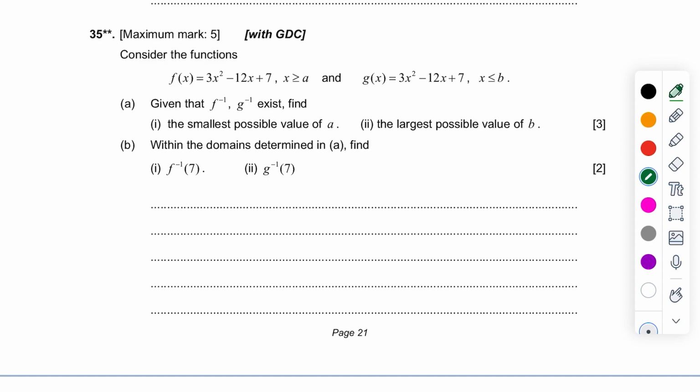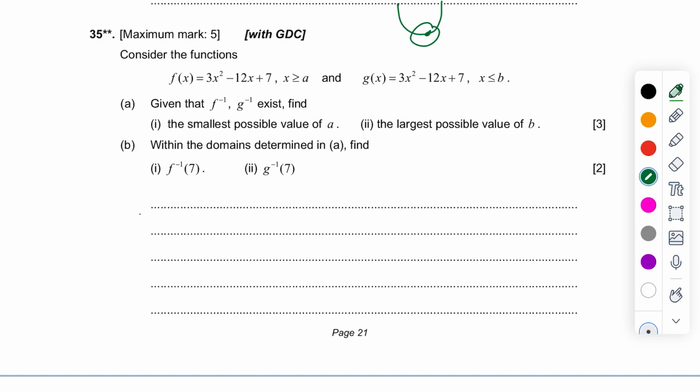f of x is given, g of x is given. Given that g inverse and f inverse exist, what is the smallest value of a? So we have to do it by completing the square. Whenever we do completing the square, the vertex is going to be the smallest value of that function. So how do I find it out?